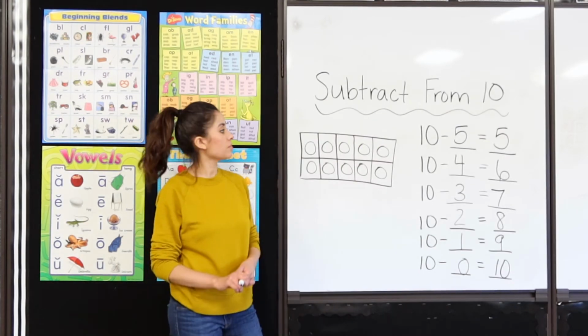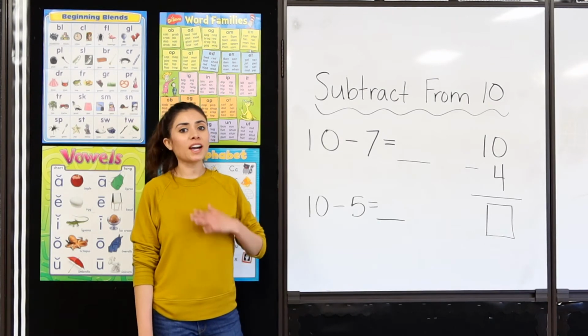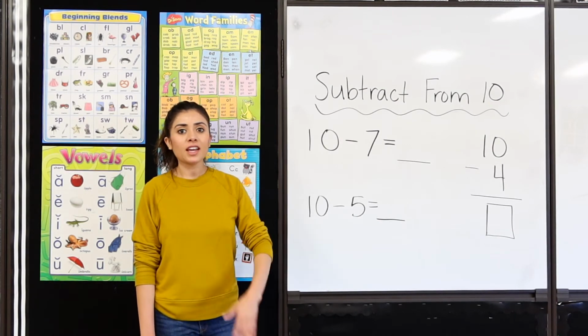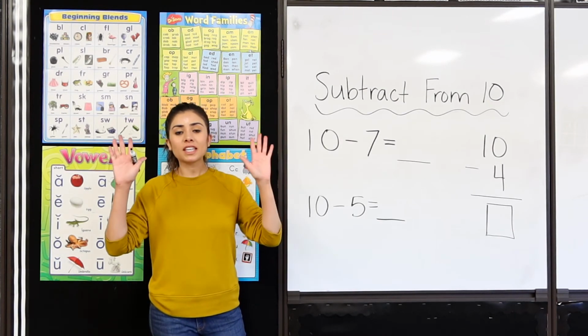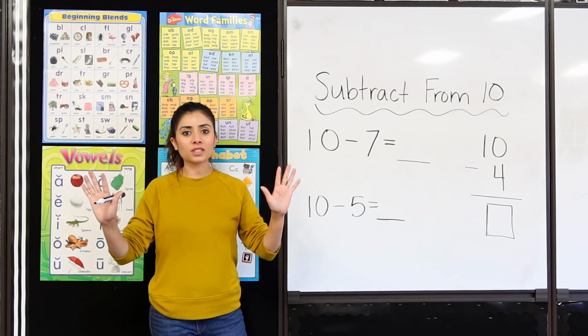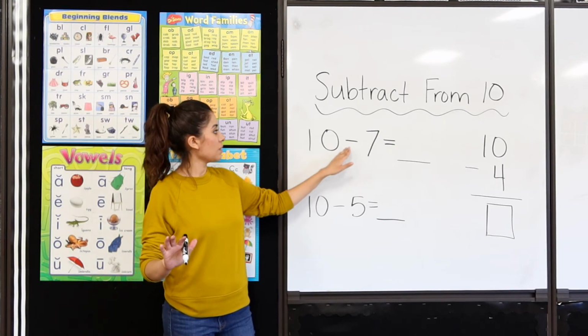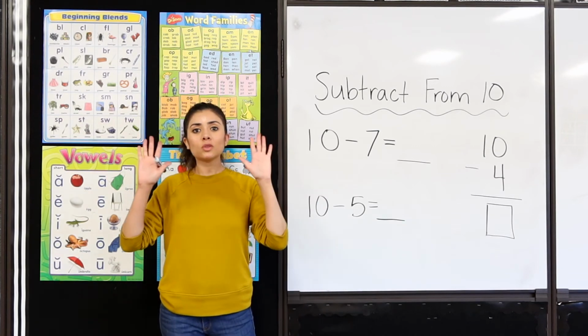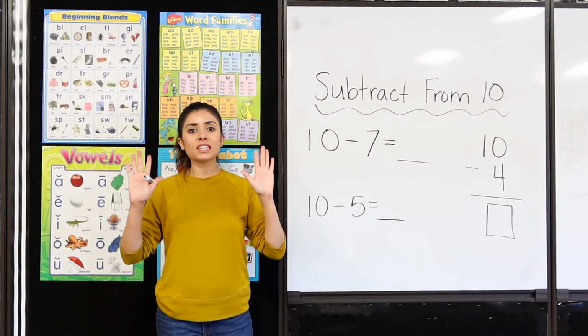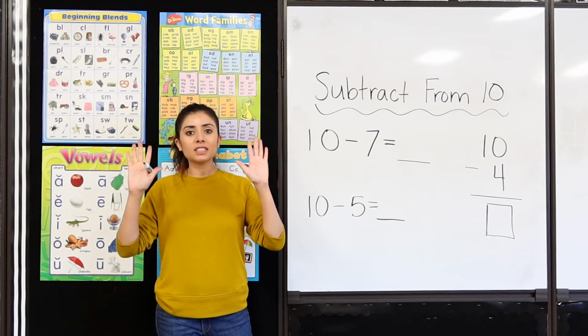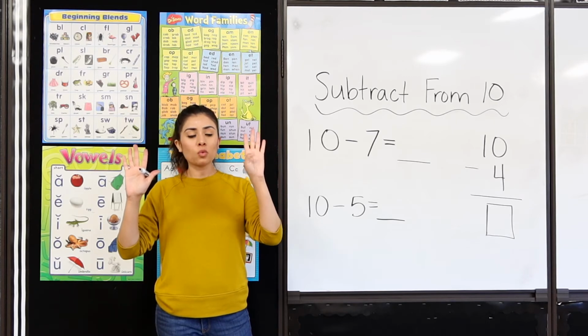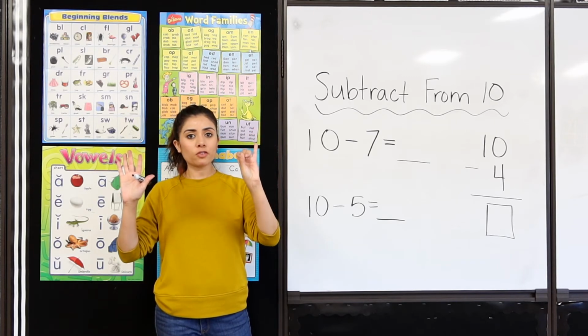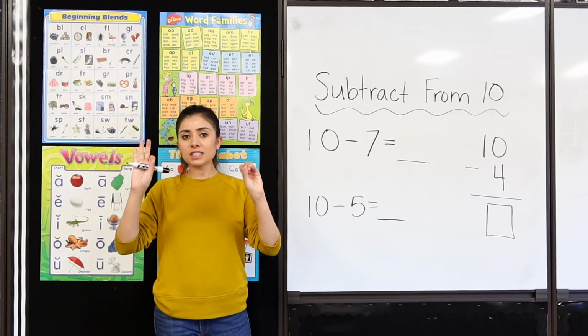Awesome job. Okay, so do you guys want to know why I love subtracting from 10? I love subtracting from 10 because I have 10 fingers to help me out. So, if I have 10 minus 7, I can just hold up all 10 fingers and put 7 down. Ready? 10 minus 7. 1, 2, 3, 4, 5, 6, 7.